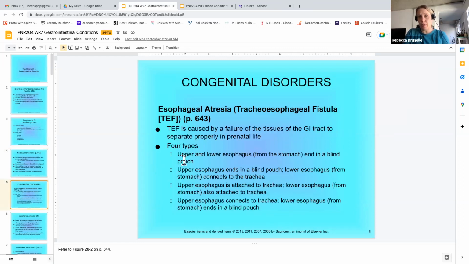So there's a couple of buckets that you can put gastrointestinal problems in. One is going to be congenital and the other is going to be infectious. Congenital just refers to you're born with it, right? So a congenital gastrointestinal problem is a gastrointestinal problem that you're born with. It can be genetic, it can be not genetic, but the main thing is it means that you're born with it.